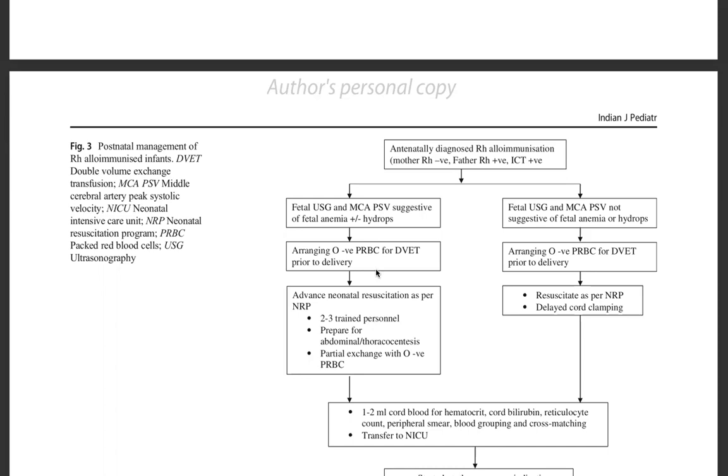You have to be prepared. Delivery room preparation is very, very important when there is hydrops and anemia. So in both the situations, the gynae people who are delivering should arrange O negative PRBC for double volume exchange transfusion. How much volume is required? They have to arrange O negative PRBC because we cannot waste time after delivery for DVT. So in both the situations, arranging O negative PRBC is a priority.